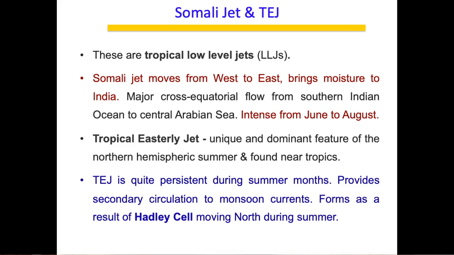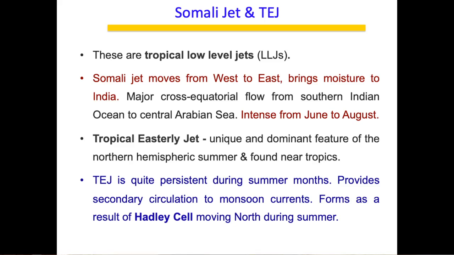Tropical easterly jet is a very unique and dominant feature. It is mostly only present in the northern hemisphere during summer, and it is near the tropics, of course. And it is very persistent during the summer months, and it aids in providing a secondary circulation to the monsoon currents. So it plays a very important role in the circulation of monsoon currents. Without the TEJ, or tropical easterly jet, monsoon circulation is not possible.